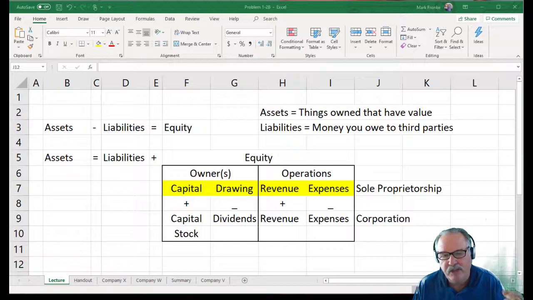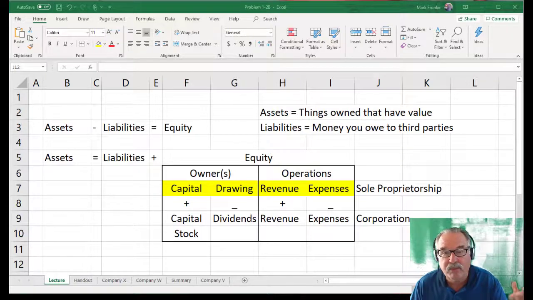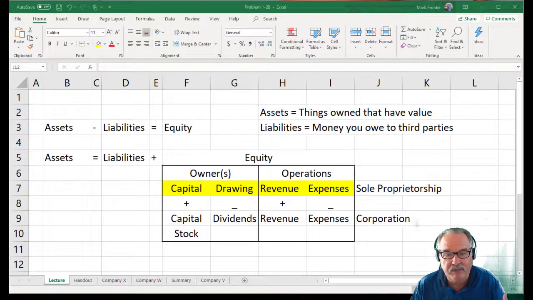So in a sole proprietorship, we use capital, and in a corporation, we use capital stock or common stock. We'll get into that in later chapters. In a sole proprietorship, when the owner takes money out of the business from the profits, that's called a drawing or a withdrawal. When a corporation takes money out in the form of profits, it's called a dividend.